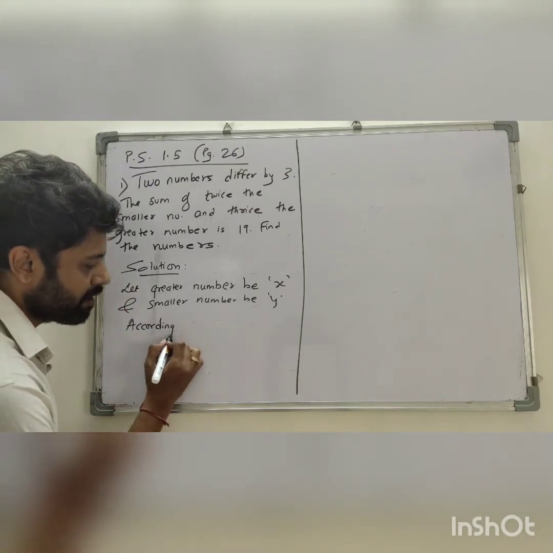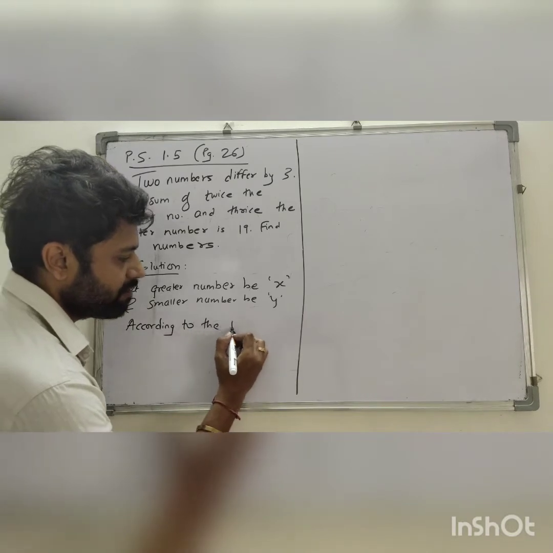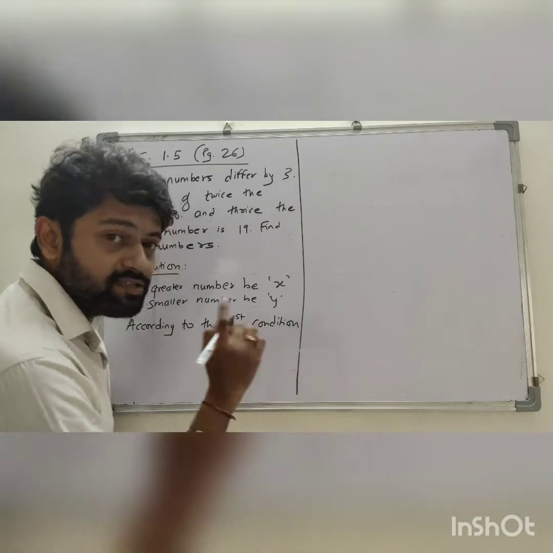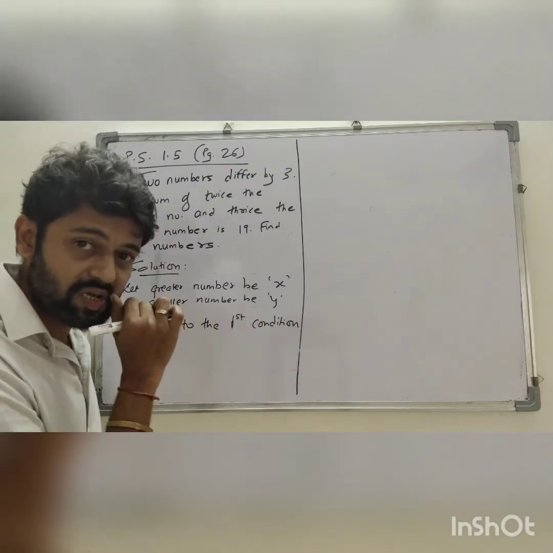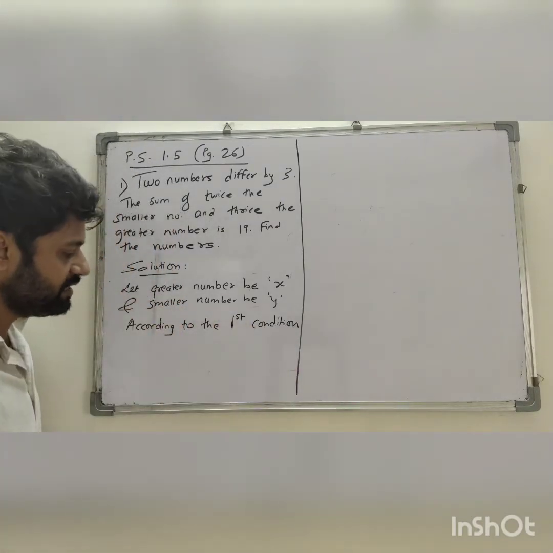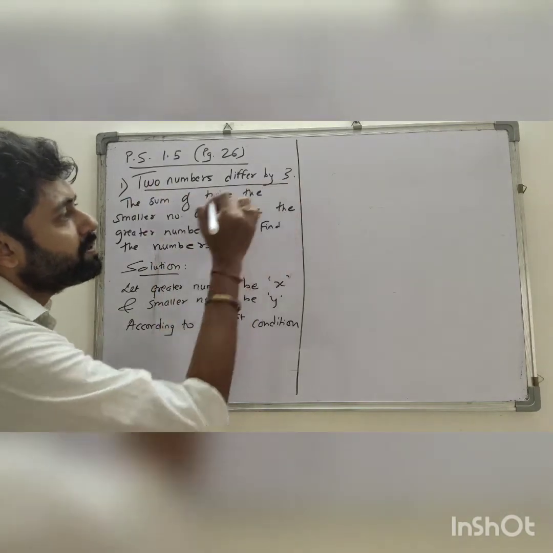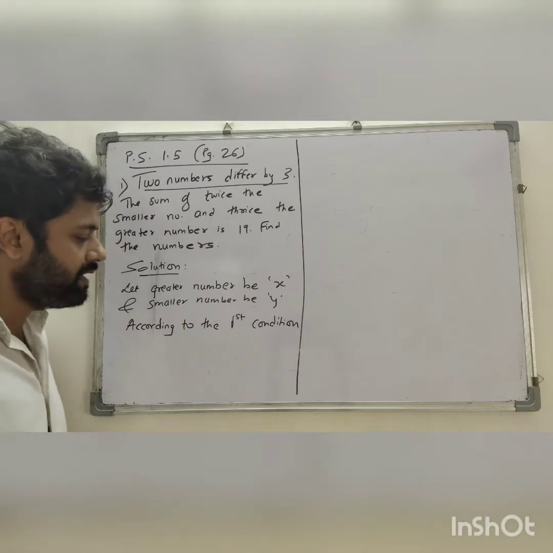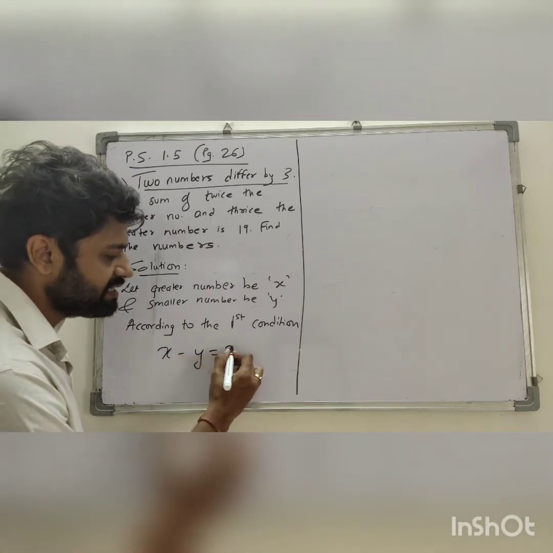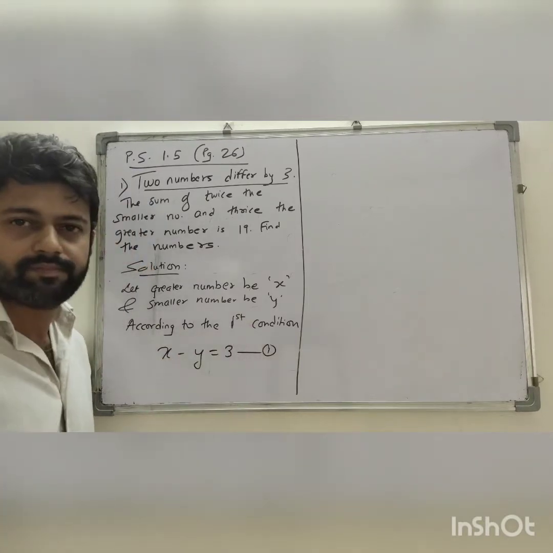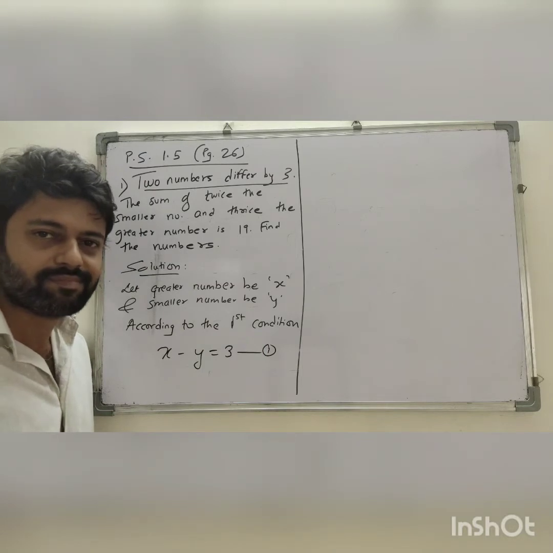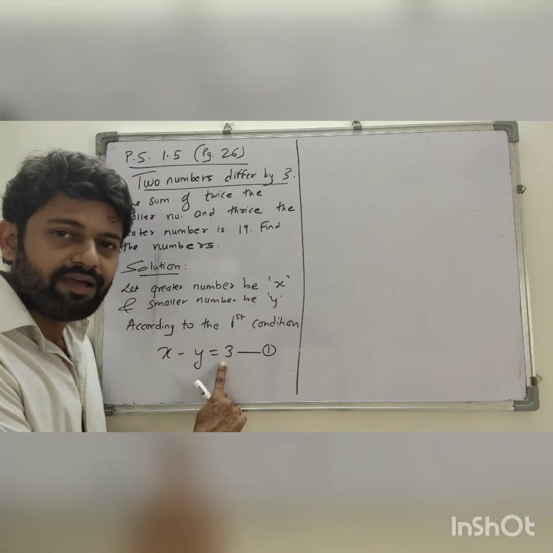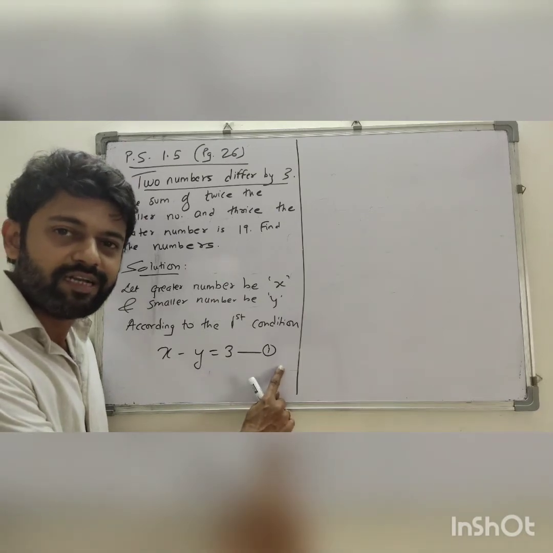According to the first condition, please notice carefully how I write. First, according to the first condition, the two numbers differ by 3. The difference between the two numbers is 3. Bada minus chota is equal to 3. Equation number 1. Since it is in the form of ax plus by is equal to c, I was able to give it number 1.